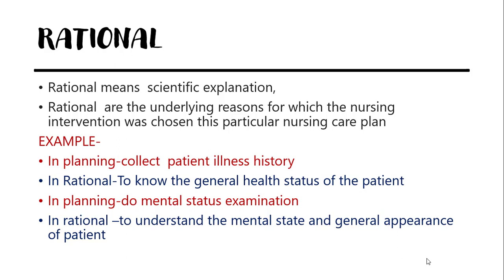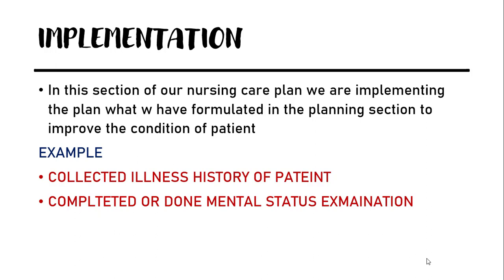After rational, we are going to implement the plan. That is the next column of your nursing care plan, implementation. In this section of our nursing care plan, we are implementing the plan. That means history collection, that's a plan. Mental status examination, that's a plan. So what we are doing in the implementation section of our nursing care plan is implementing the plan we have formulated in the planning section to improve the condition of the patient.